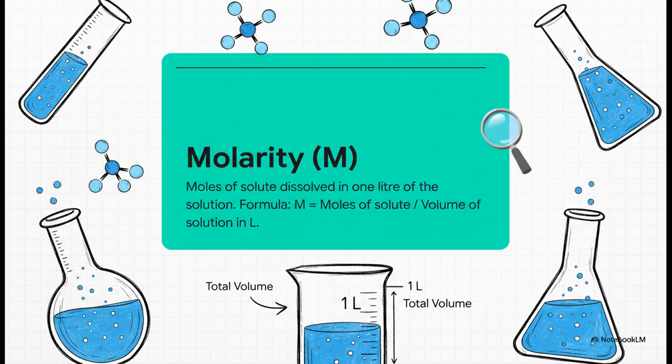It's actually pretty straightforward. It's just the moles of the stuff you're dissolving, that's the solute, divided by the volume of the entire solution in liters. The key takeaway here? It's all about the total volume of the final mix.